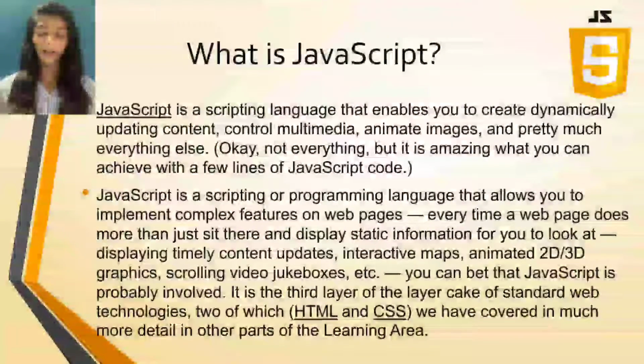What is JavaScript? JavaScript is a scripting language that enables you to create dynamically updating content, control multimedia, animate images, and pretty much everything else. JavaScript is a scripting or programming language that allows you to implement complex features on web pages. Every time a web page does more than just sit there and display static information for you to look at, displaying timely content updates, interactive maps, animated 2D or 3D graphics, scrolling video jukeboxes, etc., you can bet that JavaScript is probably involved.